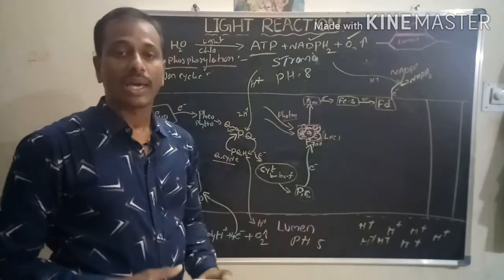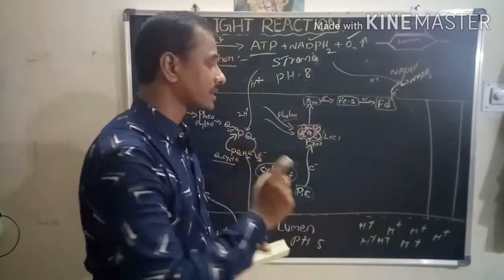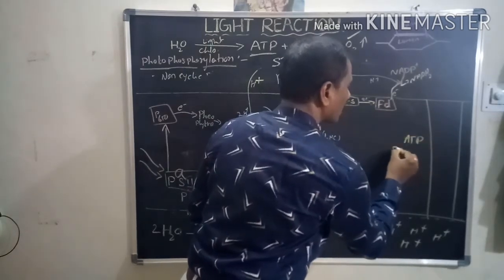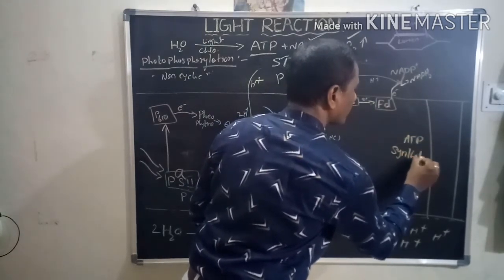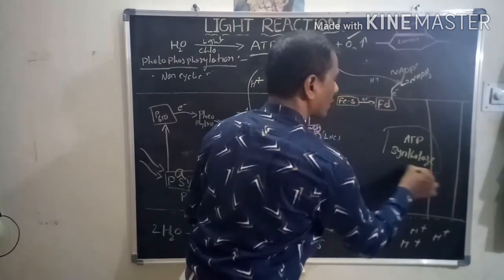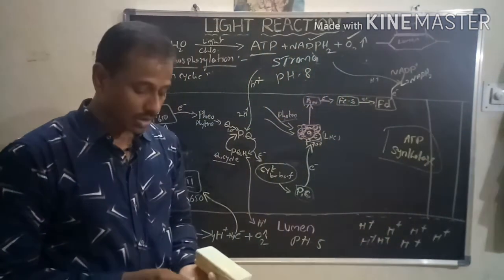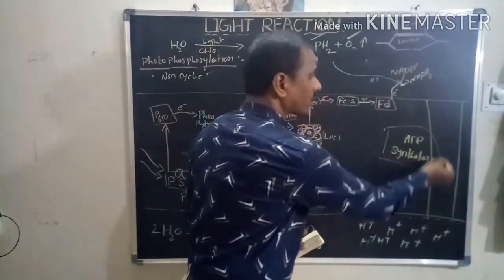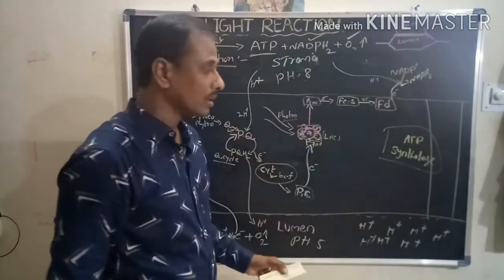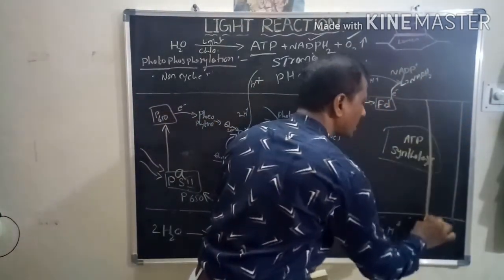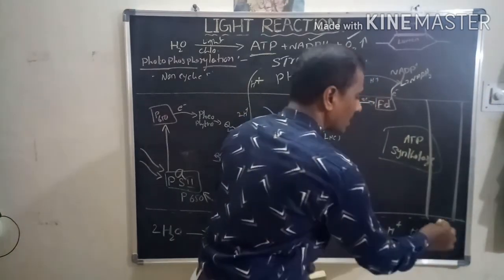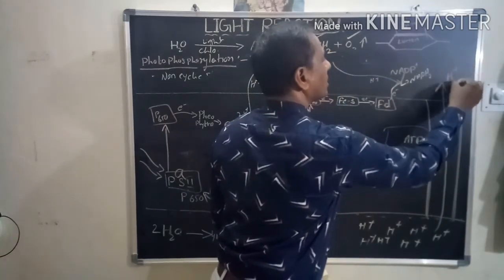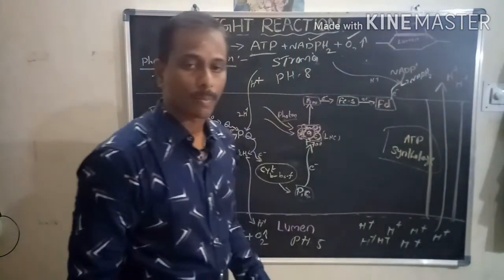At this time, a specific protein molecule is present in the membrane that is called ATP synthetase. This is an enzyme. What is that? ATP synthetase or ATP synthase. This enzyme helps in the transportation of the H+ molecules. So it acts as a proton channel. In this process, with the help of ATP synthase, the H+ molecules are transported to the stroma.